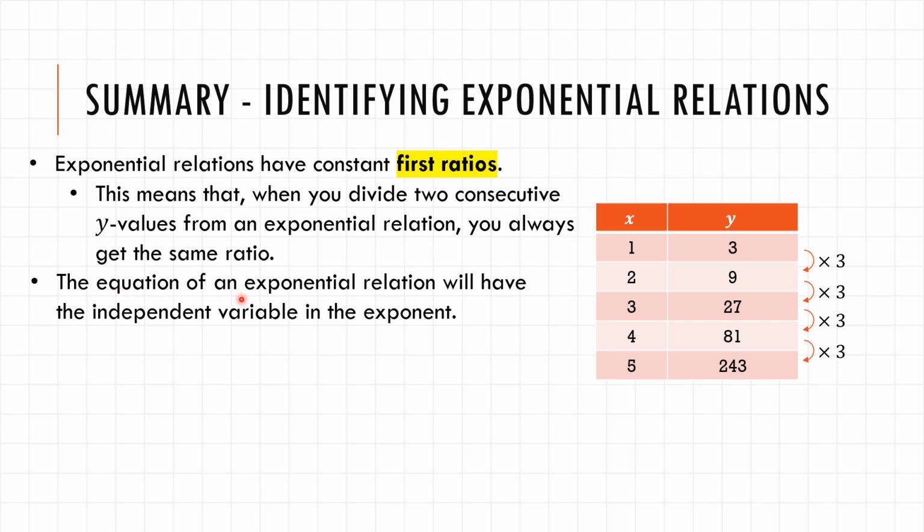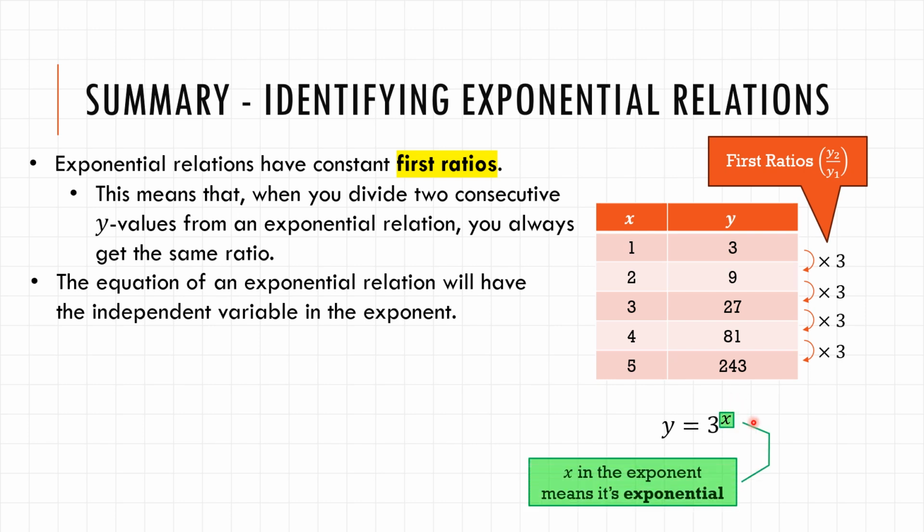The equation of an exponential relation will always have the independent variable, which is usually x, in the exponent. So this would actually be 3 to the power of x. The first ratios are 3, so we're multiplying by 3 again and again and again. So this would be 3 to the power of x. Right there is my independent variable in the exponent. So in the previous lesson, we learned about how to tell it's an exponential relation from its graph. Now we know how to tell from a table of values and from an equation.